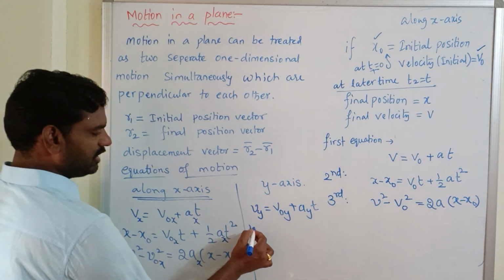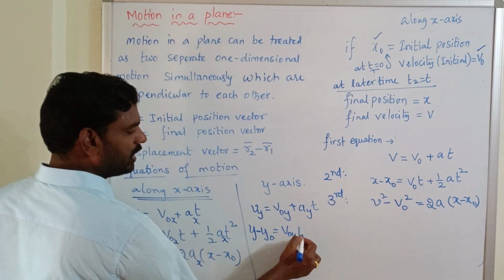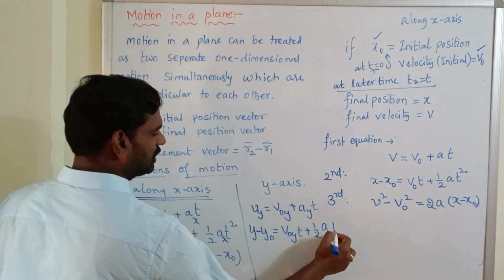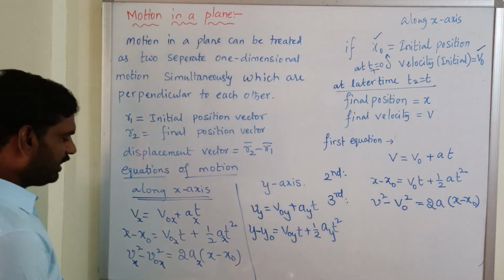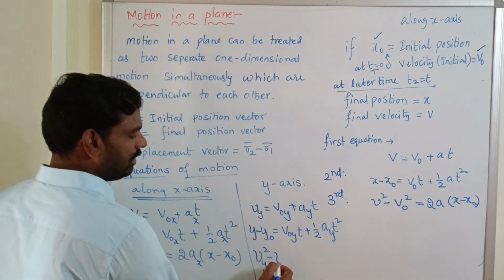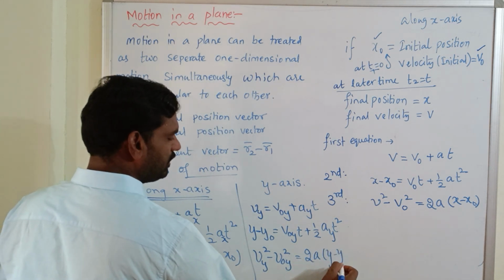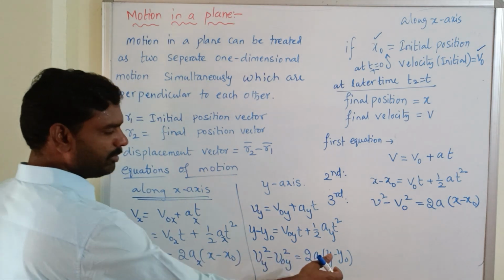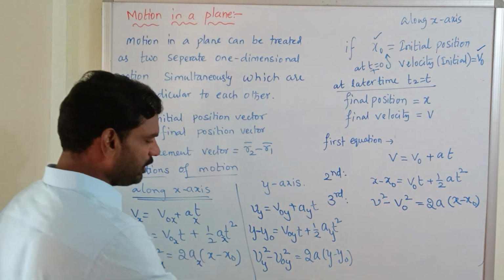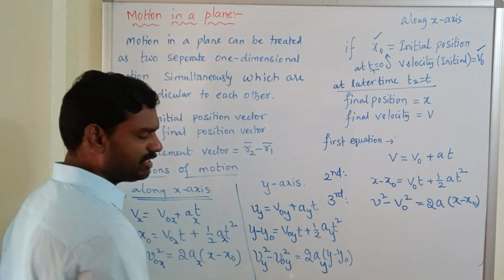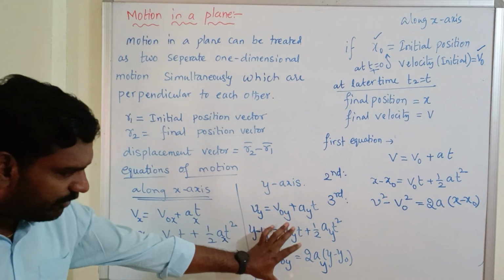సెకండ్ ఈక్వేషన్ ఆఫ్ మోషన్ is displacement along y-axis is nothing but y minus y0 equal to v0y into t plus half a t square. a అంటే ఏంది? Acceleration along y-axis కాబట్టి half ay t square అని రాసినాం. నెక్స్ట్ థర్డ్ ఈక్వేషన్ ఆఫ్ మోషన్ is v square minus v0y square equal to 2a into y minus y0. Displacement along y-axis is nothing but y minus y0 and acceleration is ay. So these are the set of equations of motion along x-axis, set of equations of motion along y-axis.